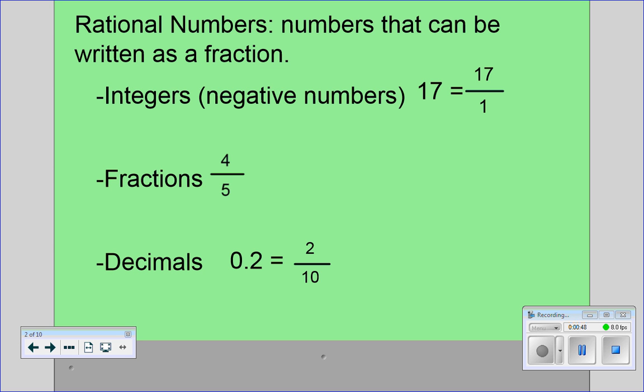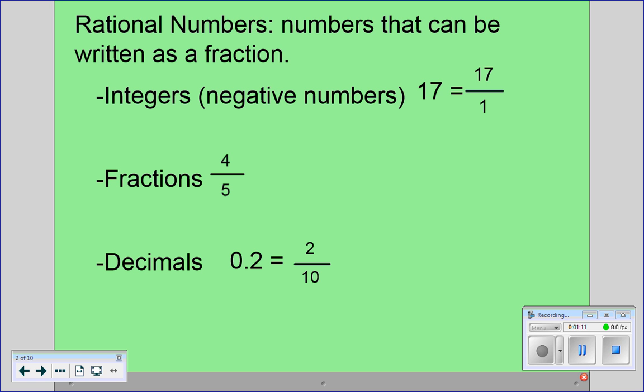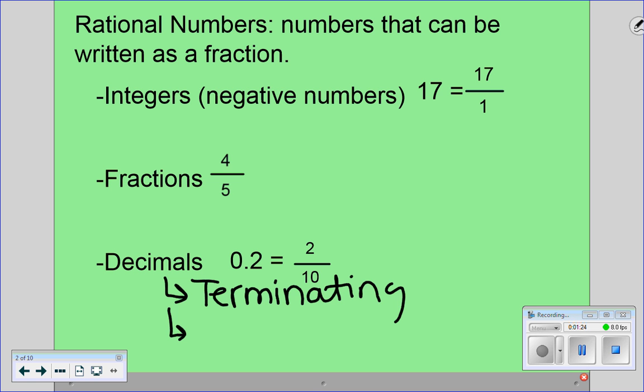So first of all, integers, negative and positive numbers, are considered rational because whole numbers can be put in a fraction. Okay, so integers are rational numbers. Fractions are rational numbers because they can be already a fraction. Decimals are rational numbers, but certain kinds of decimals, that are terminating and that are repeating, can be put into fractions.